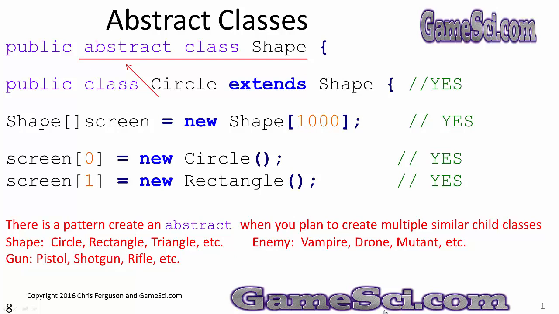Remember, inheritance is used when you want to create multiple classes, but very related multiple classes. Circles, rectangles, and triangles are very related. Vampire, drones, and mutants are very related. So that's when we want to think about creating abstract classes, is when we're creating multiple classes of related types. Follow the pattern here. We're going to do the same thing we did with enemy, except we're going to do it with class shape now.